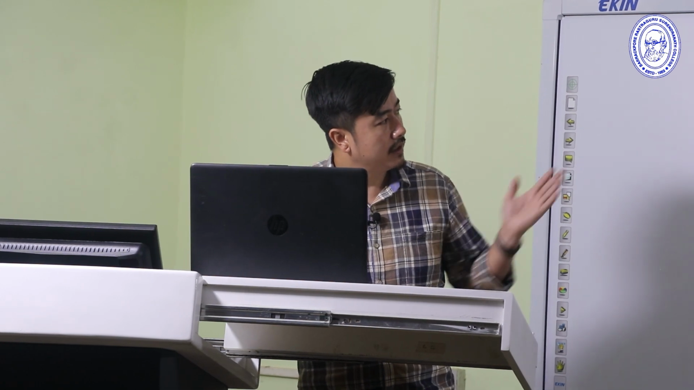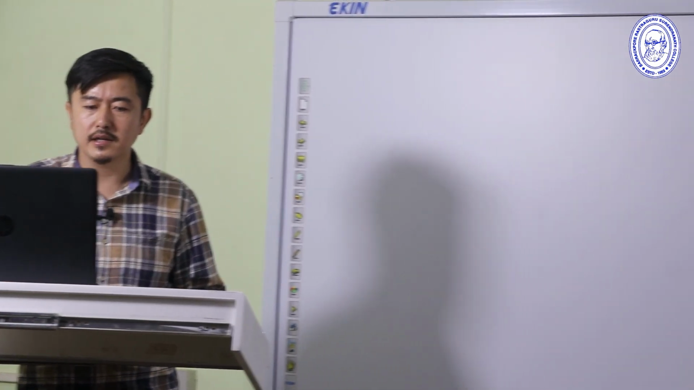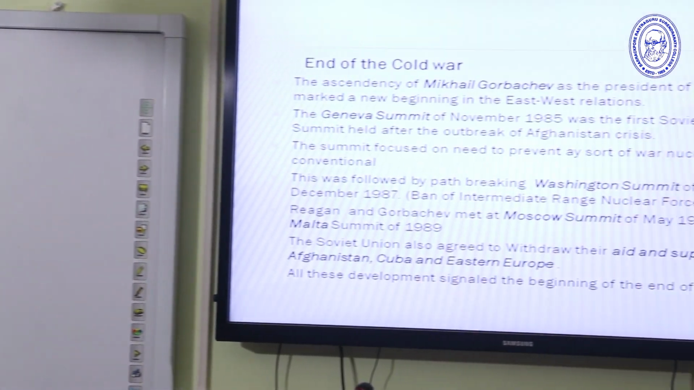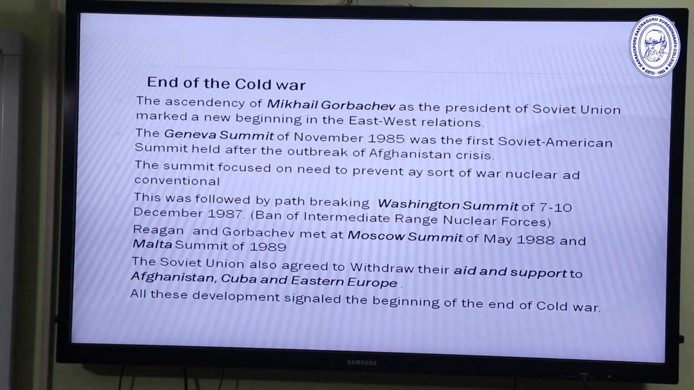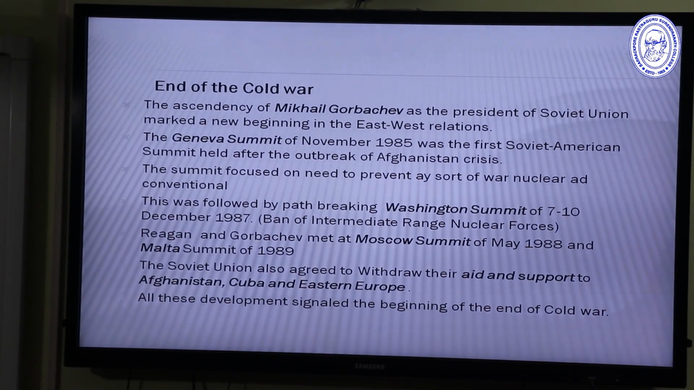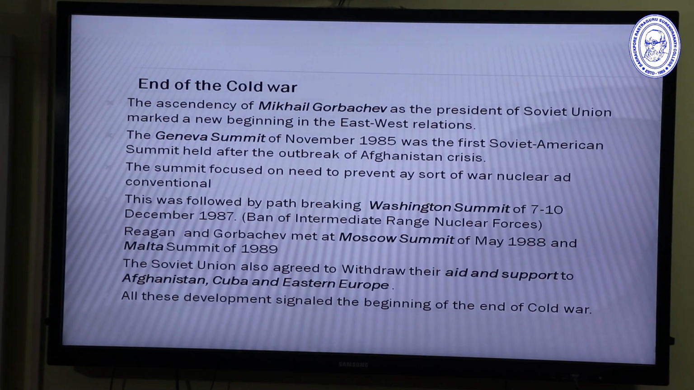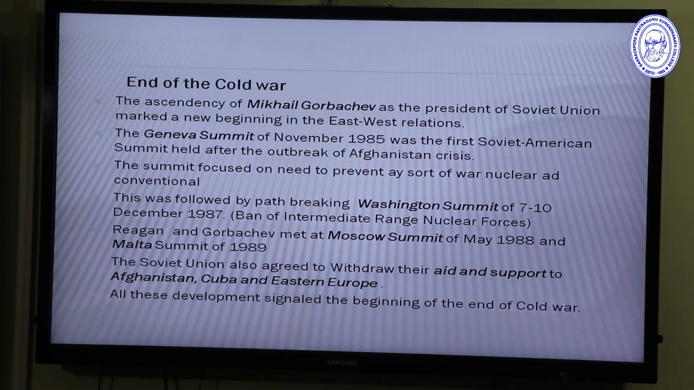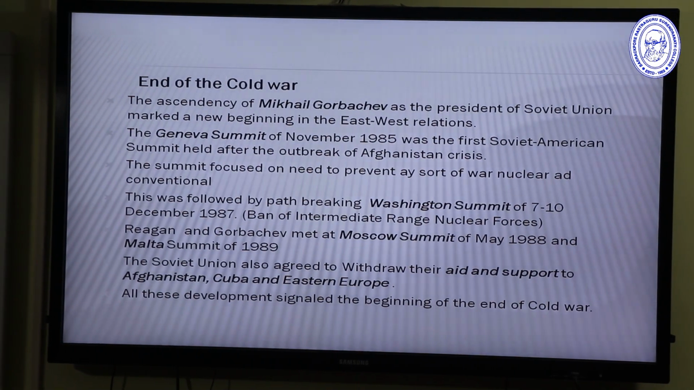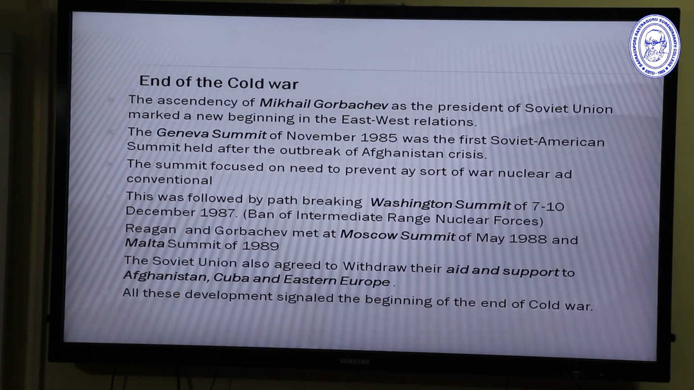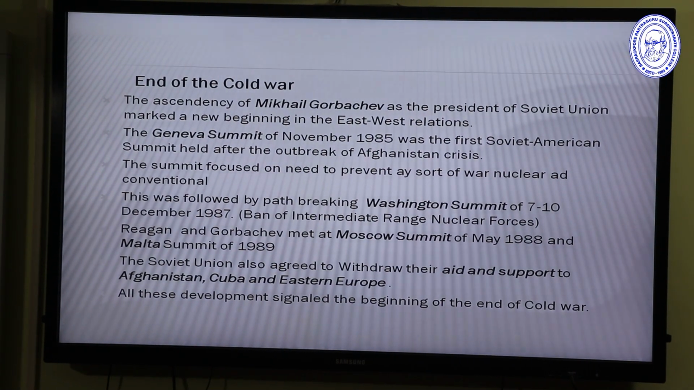Next, we have come to the end of my lectures: the end of the Cold War. Now, what happened from 1985 to 1991? The beginning of the end of the Cold War, we can say. Here, there was a change in the leadership. Mikhail Gorbachev was very liberal compared to his predecessor. Mikhail Gorbachev becoming the president of the Soviet Union marked a new beginning in East-West relations.